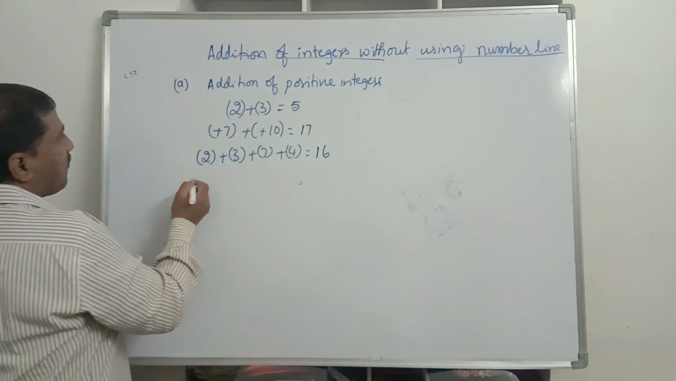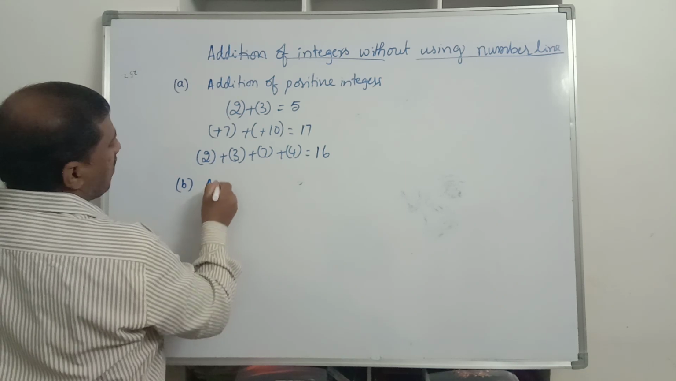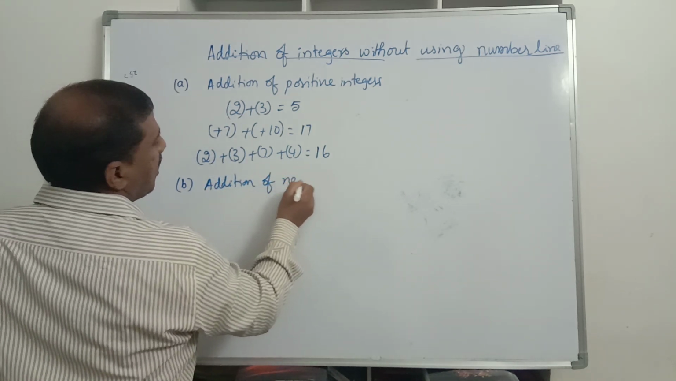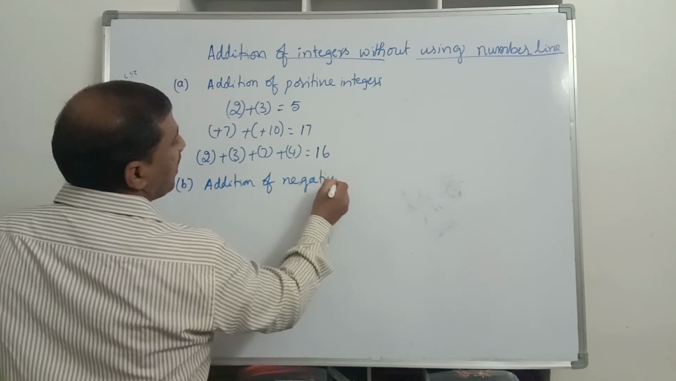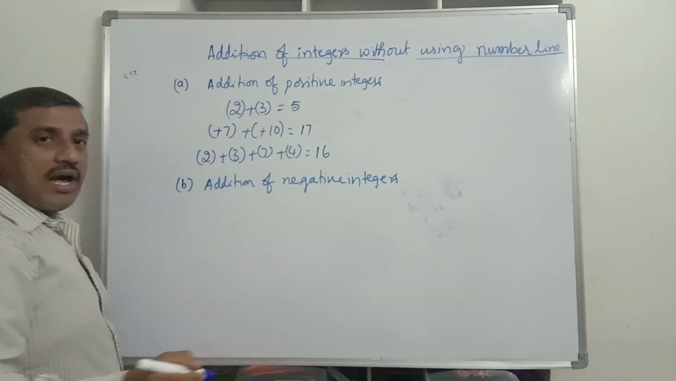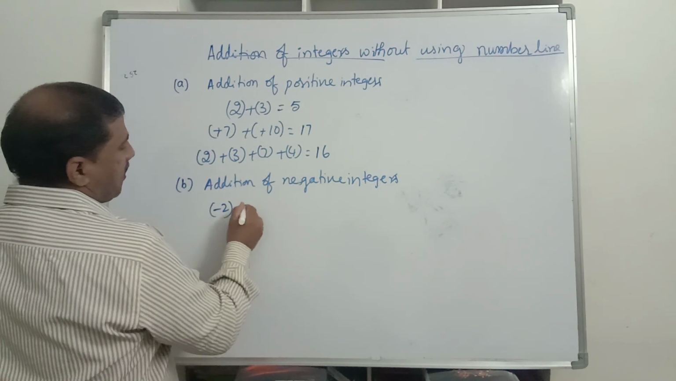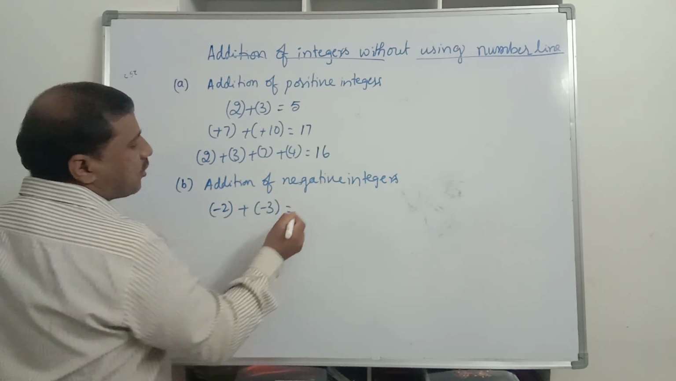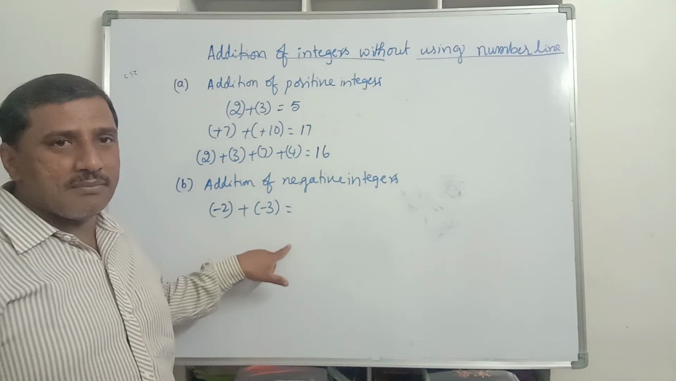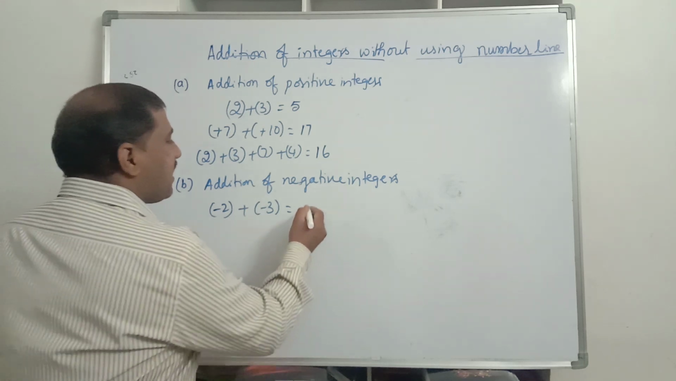Then addition of negative integers. All are negative integers. So how to add these negative integers? See, minus 2 plus of minus 3. Both are negative integers. How to add? You ignore the negative sign, add the numbers. By adding 2 and 3, what do we get? 2 plus 3 is 5.